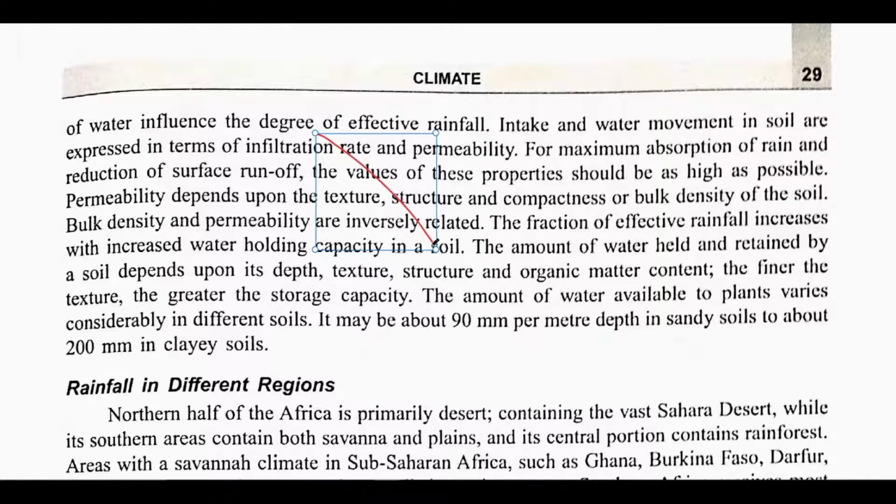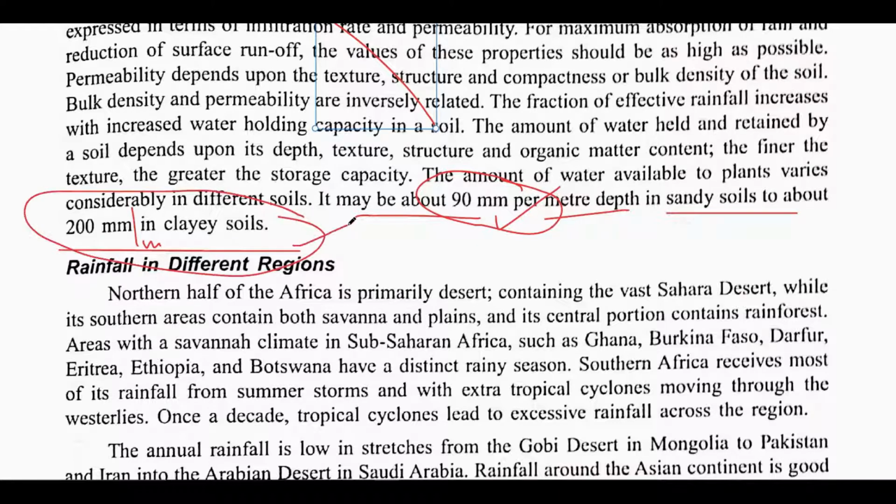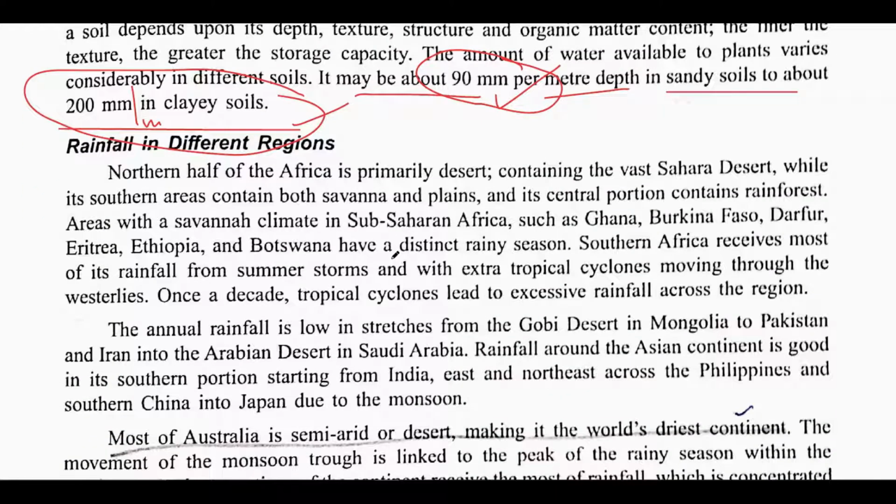This is also not important. The important line is here: about 90 mm per meter depth in the case of sandy soil and about 200 mm per meter in the case of clay soil. This is the water storage capacity of various soils.